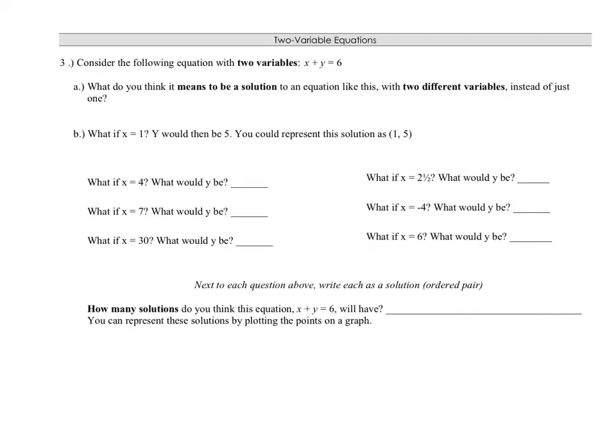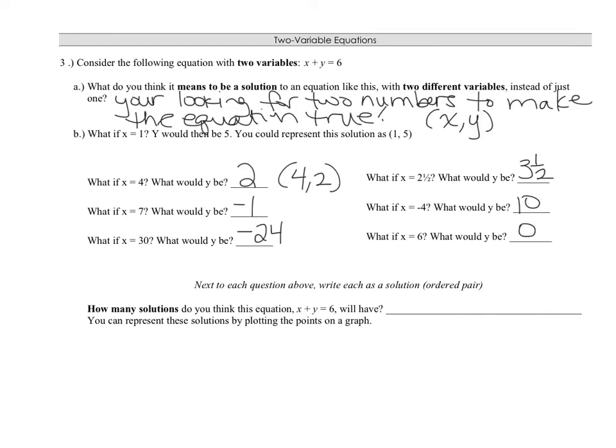All right, what we were just talking about was solutions to one variable equations, right? Remember, solutions are what make the equation true. So now I want you to read through number 3. We're now considering the following equation that has 2 variables, x plus y equals 6. So now think about, what does it mean to be a solution to an equation like this with 2 different variables instead of just 1? Stop the video, answer that question, and then go ahead and see if you can finish this question, and then tune back in to see if you've got it. So try it on your own first, and then tune back in to see if you've got it.